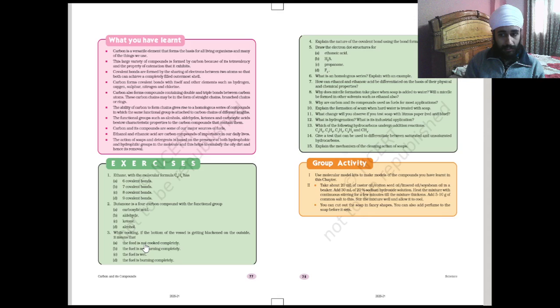The presence of both hydrophilic and hydrophobic groups in the molecule helps to emulsify the oily dirt and hence its removal, right?